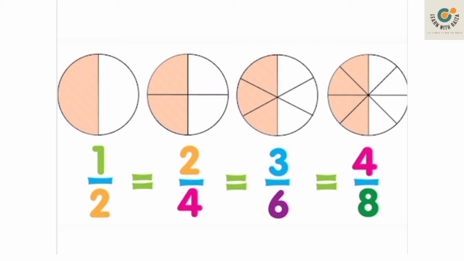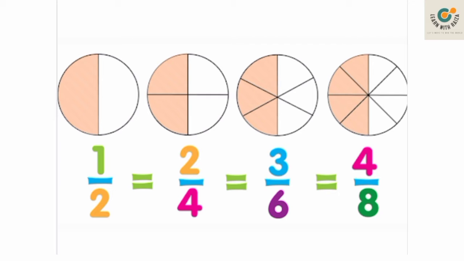Now look at the second figure. It is cut into 4 equal parts, but only 2 equal parts are shaded. So I can say that out of the 4 total, 2 are shaded. So we can read it as the fraction 2 upon 4. Look at the third diagram. The diagram is cut into 6 equal parts and 3 equal parts are shaded. So the shaded portion as a fraction is 3 by 6 or 3 upon 6. Here 3 is the numerator and 6 is the denominator.